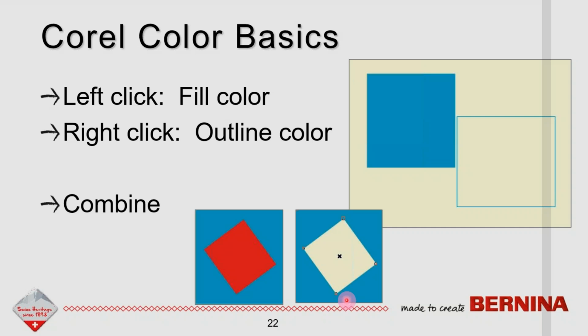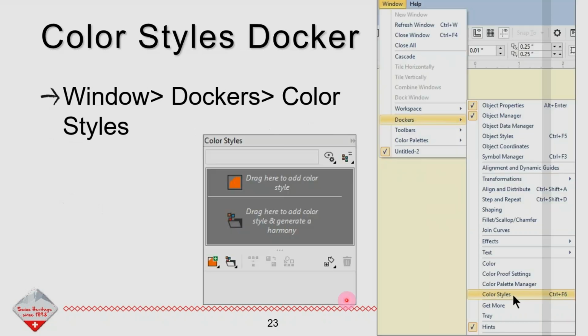But I want to show you something a little bit different with Corel this time, and this is called Color Styles. We'll activate the Color Styles Docker by going to Window, Dockers, and Color Styles. So here's the path to find Color Styles. And this is what the Docker looks like.